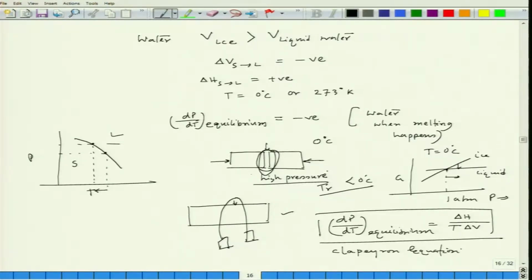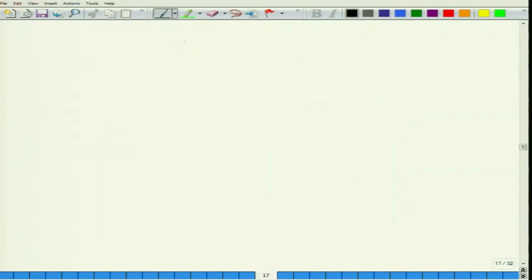Clapeyron equation. Now, let us get to the system where we need to see what happens to this equation when we consider a vapor and condensed phase equilibrium.